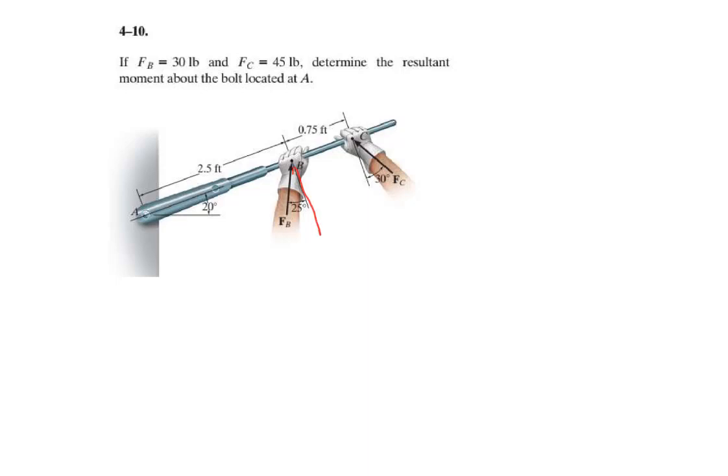So let's break the forces up into their components. So I'll say that there is FB, and it says that FB is equal to 30 pounds, so it'll be 30 times the cos of 25 degrees. And then there's a component going in this direction, that'll be 30 sine of 25. FC has a magnitude of 45, so there'll be a component this way, 45 times the cos of 30, and then a component going in this direction, 45 sine of 30.